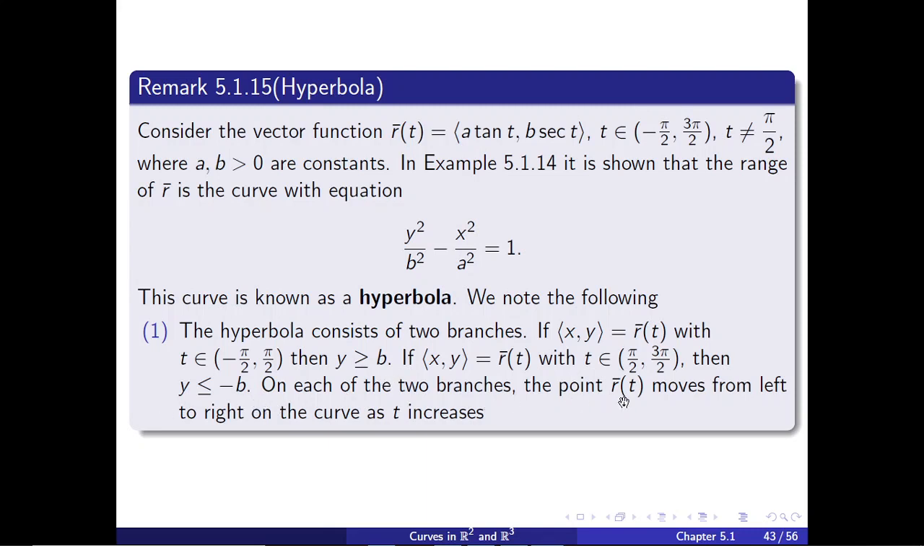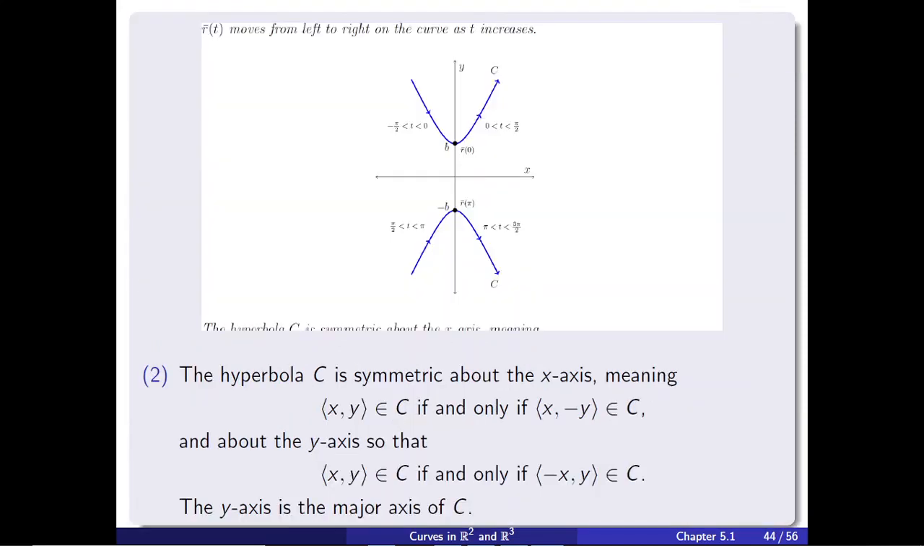On each of the two branches, the point r of t moves from left to right on the curve as t increases, right? So we can see that as t increases, we are going from left to right.